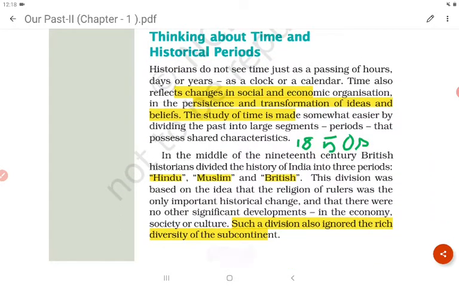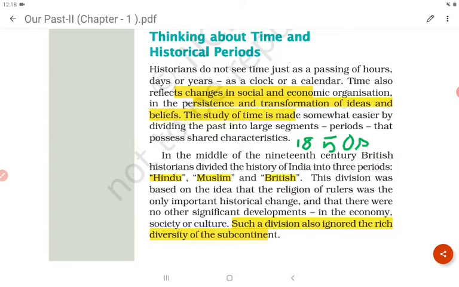Time also reflects changes in social and economic organization, in the persistence and transformation of ideas and beliefs. The study of time is made somewhat easier by dividing the past into large segments, periods that possess shared characteristics. In the middle of the 19th century, around the 1850s, British historians divided the history of India into three periods: number 1, Hindu; number 2, Muslim; and number 3, British.